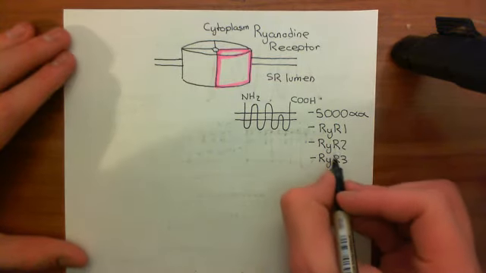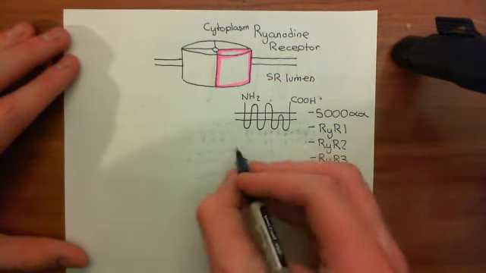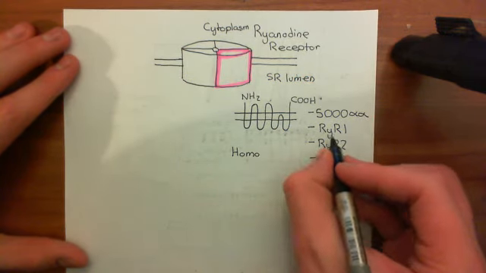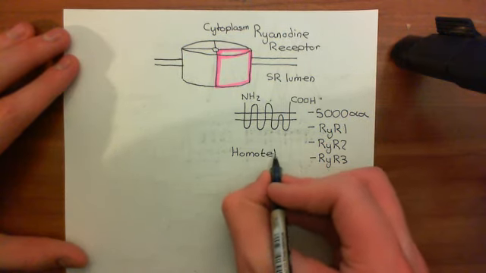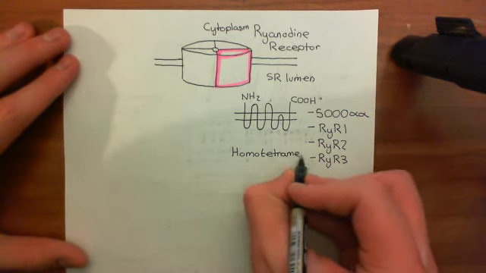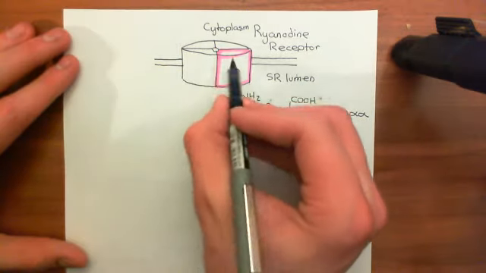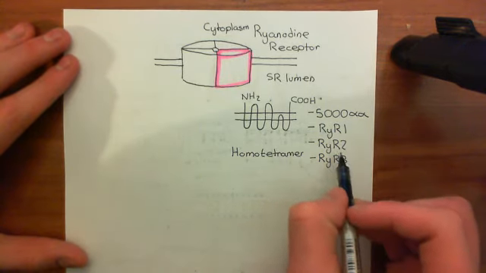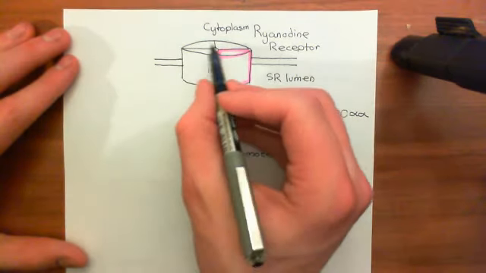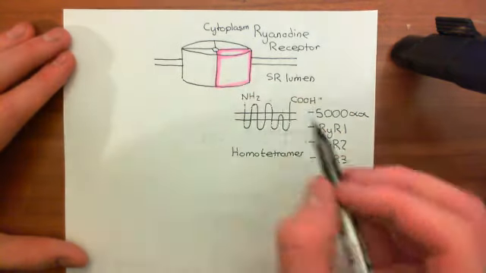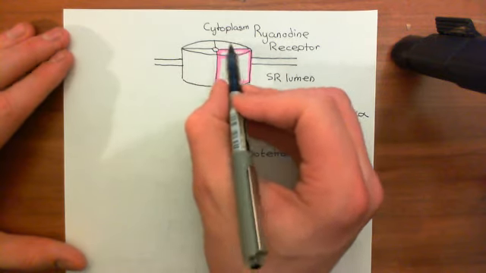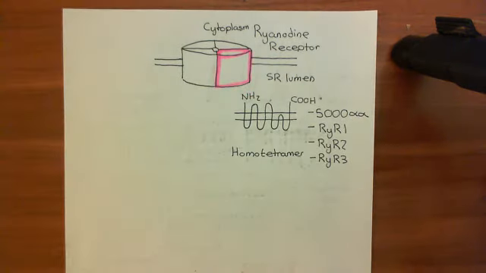Now, these, as far as we know, only form homotetramers, so they only aggregate together with subunits that are of the same type. For instance, you can make a ryanodine receptor type 1, which will be made up of 4 type 1 ryanodine receptor subunits. You can make a ryanodine receptor type 2, which will be made up of 4 type 2 ryanodine receptor subunits. You can make a ryanodine receptor 3, which will be made up of 4 type 3 ryanodine receptor subunits. We'll continue this discussion in the next video.